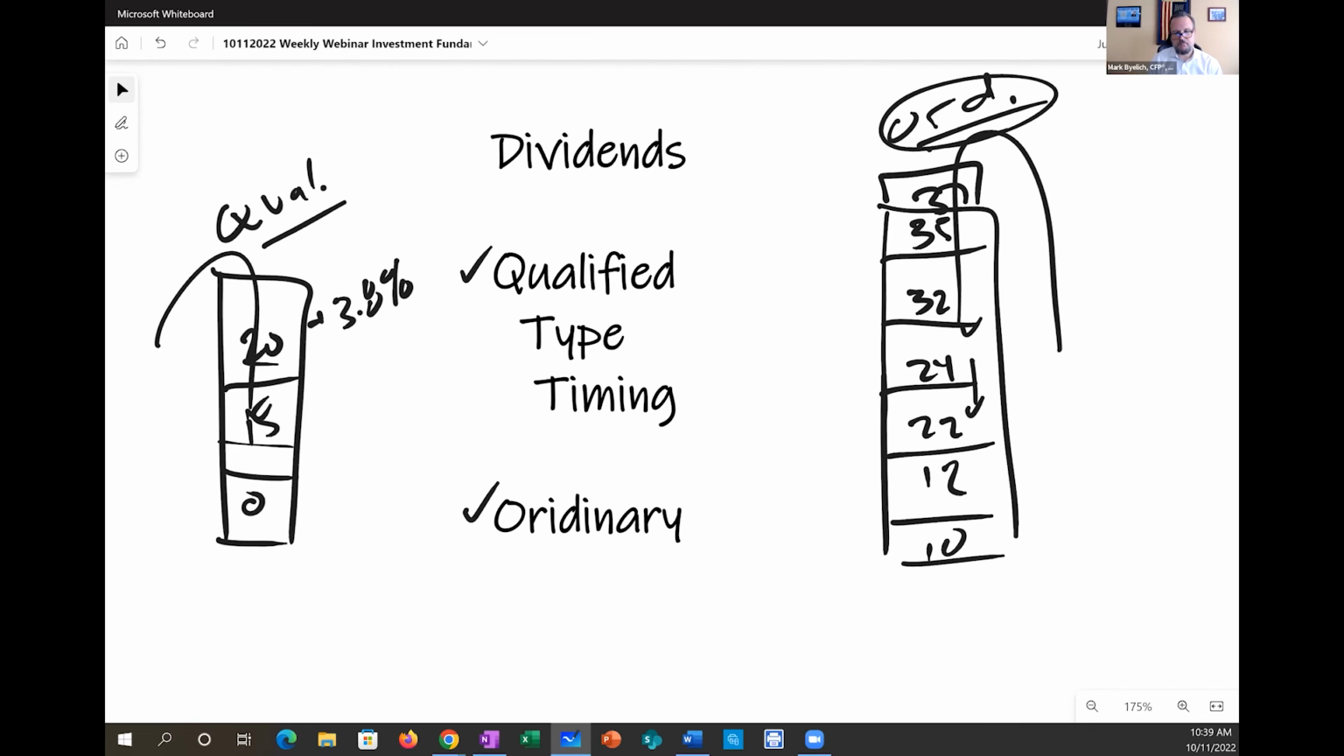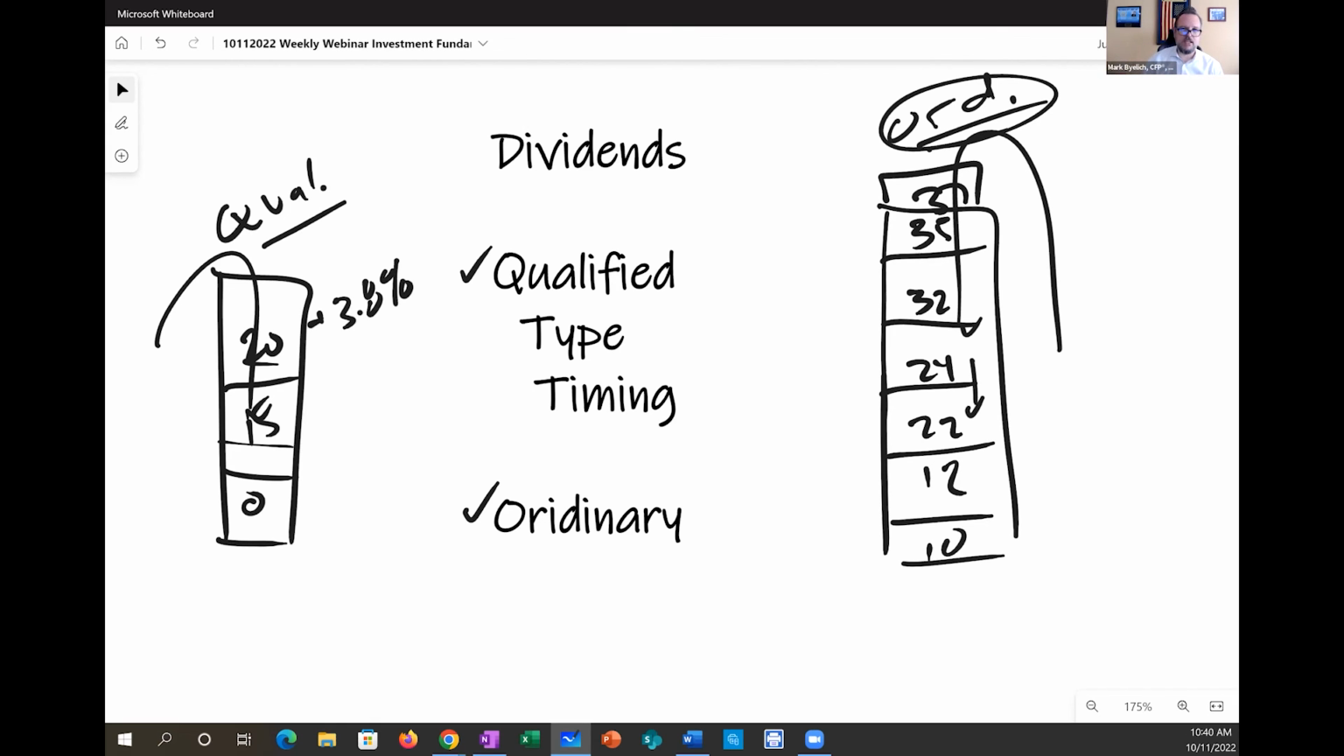So your next question may be, well, how do I know? Well, you have to really check with your custodian. So we custody with now TD Ameritrade and Schwab. We're completely done with Fidelity now. So it's TD Ameritrade and Schwab, and we check the positions.